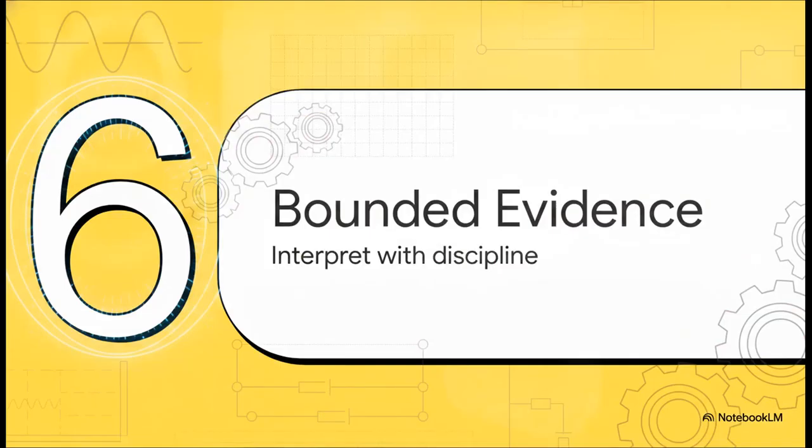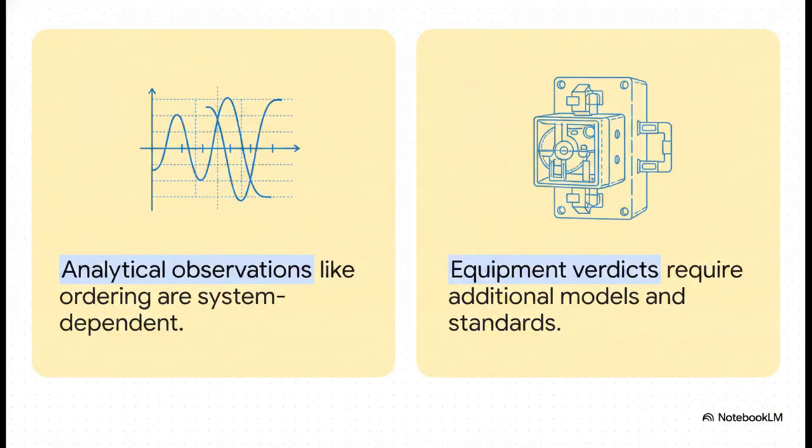Section 6. Bounded evidence. We have to be incredibly disciplined in how we interpret our final results. Yes, the largest current is highly system-dependent. Grounding and zero-sequence impedance can drastically shift the ordering of fault severities. Unfaulted phase voltages might also swing wildly during a severe unbalanced fault. But listen closely. Those are strictly analytical observations. They are not equipment verdicts.